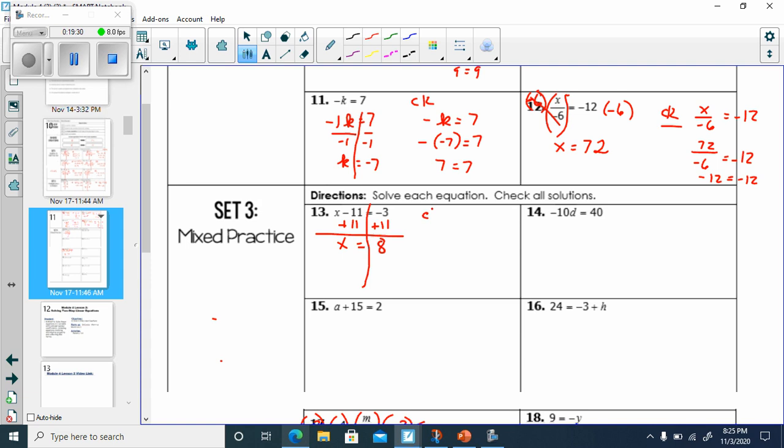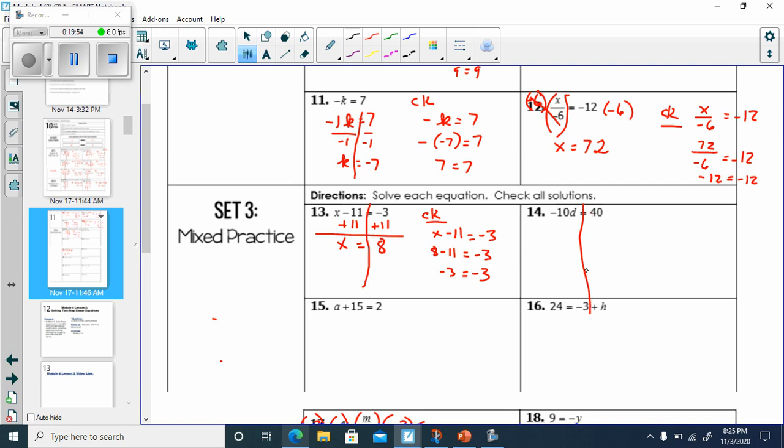Let's check that by plugging that in. X minus 11 equals negative 3. 8 minus 11 equals negative 3. Negative 3 equals negative 3, okay? If that's the case, then x is indeed equal to 8. Okay, the solution for x is 8.